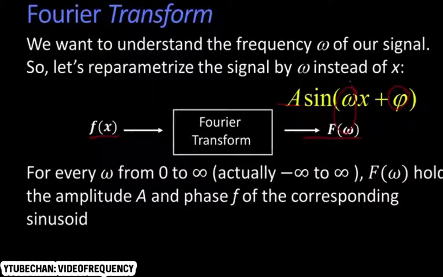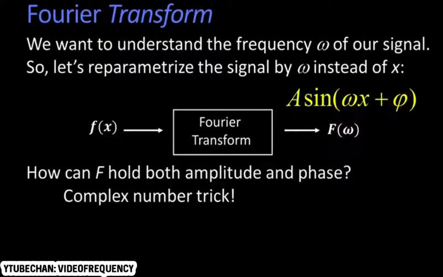So this F has to have the amplitude and phase. How can F, a single thing, hold both amplitude and phase? Notice I didn't say a single number, because remember, f of x is just the value of f, so it's a number. F of omega is going to be amplitude and phase. How do we do that? Well, the capital F is actually a complex number.